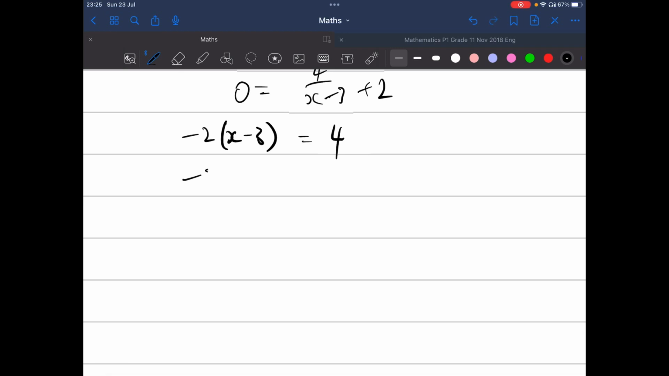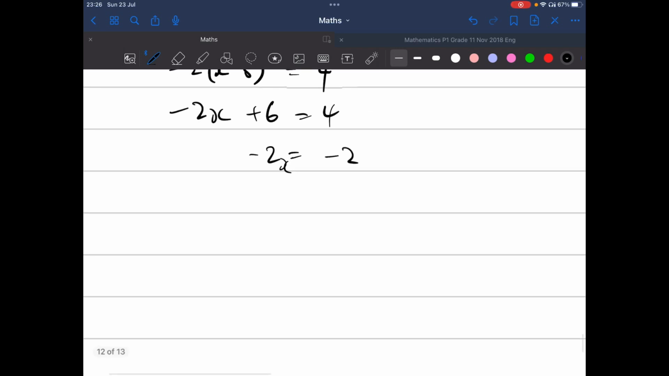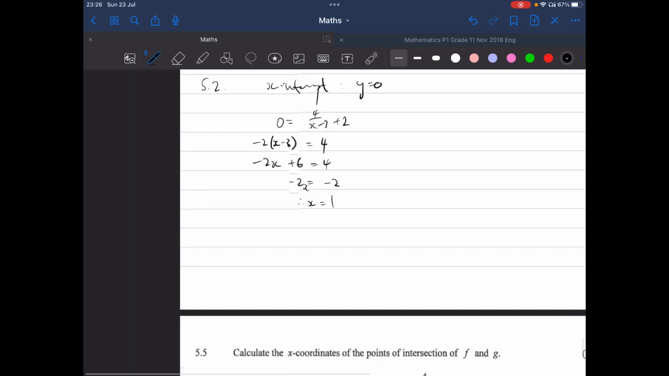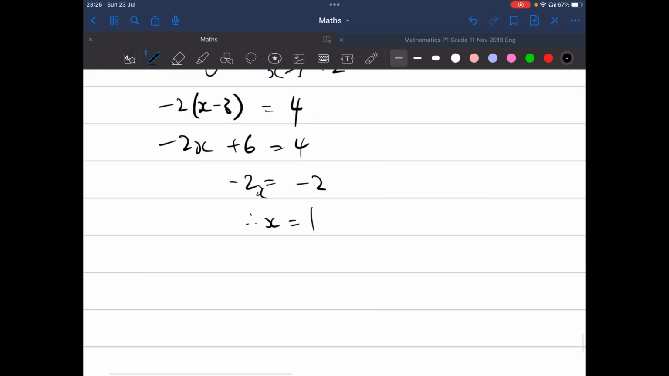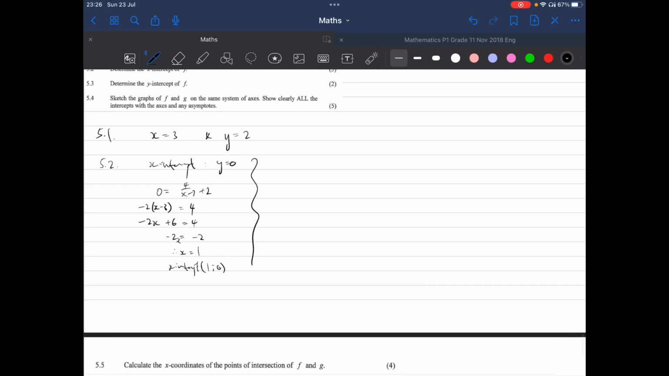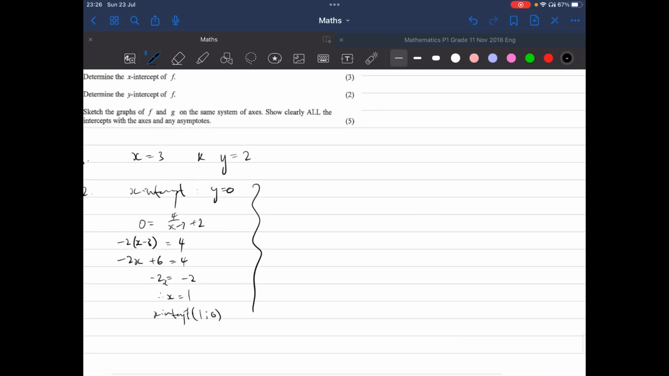Okay, let's multiply out of these brackets. So minus 2x plus 6 equals 4. I'll bring this to that side. So 4 minus 6. 4 minus 6 is minus 2. And then therefore x is equal to 1. Okay. So that's the x-intercept. So the actual coordinates are 1 and 0. Okay. 5.3 determine the y-intercept of f.